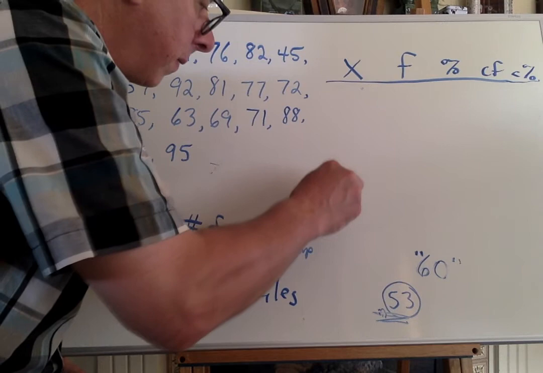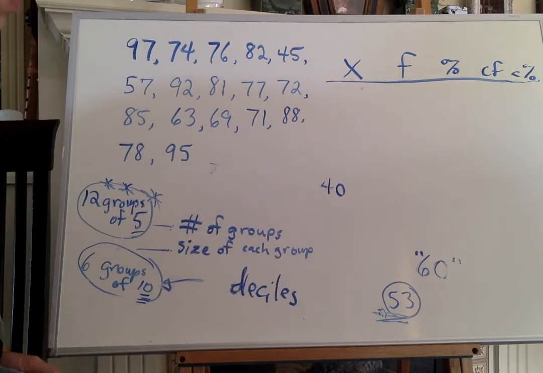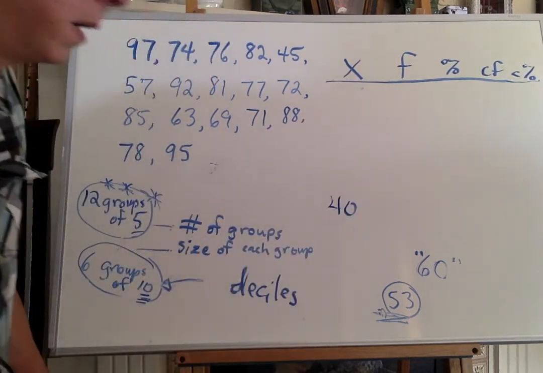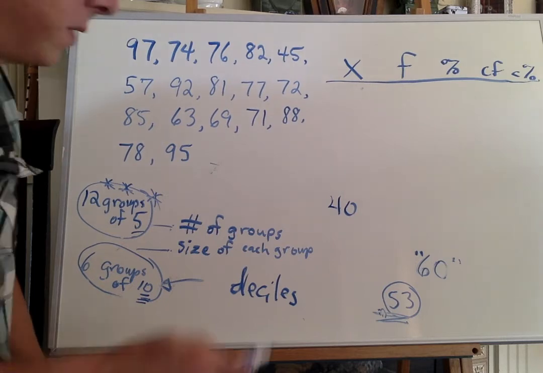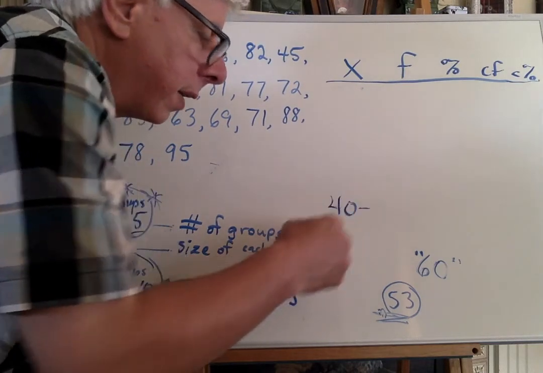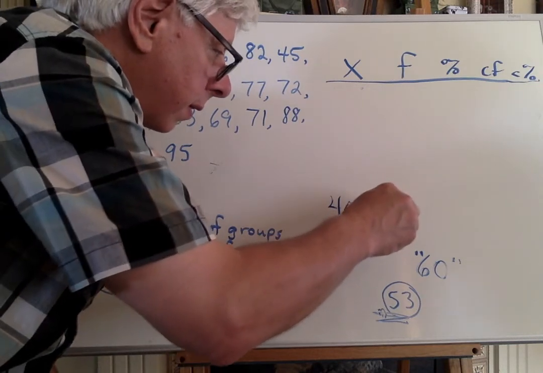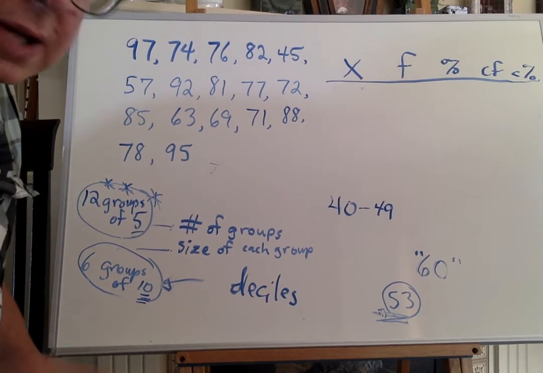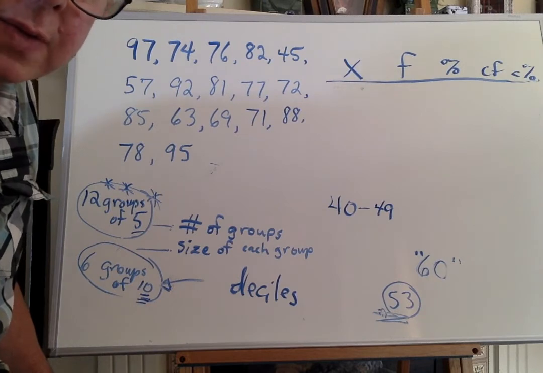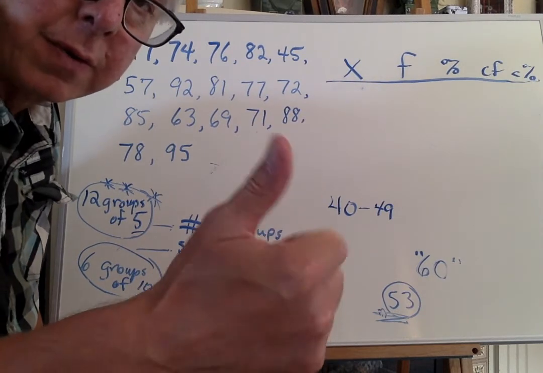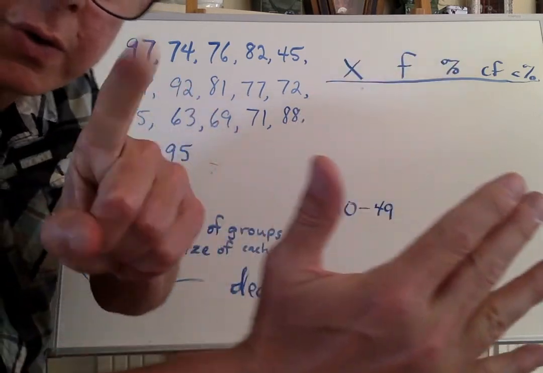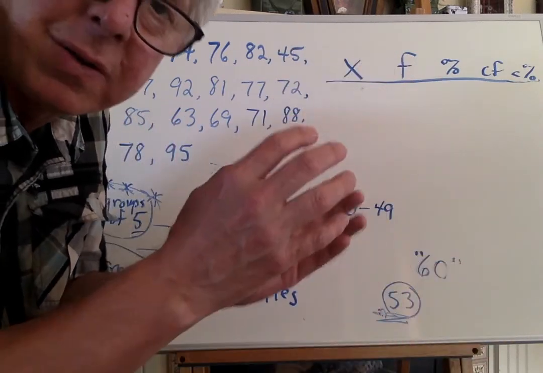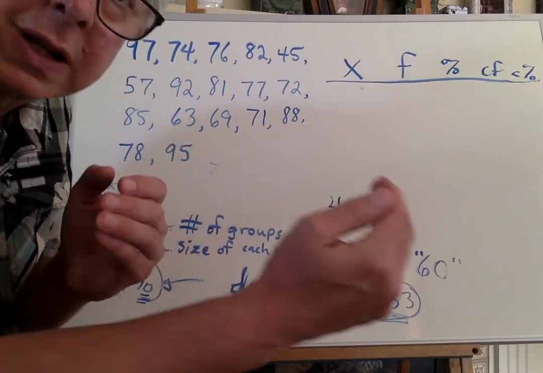I'm going to do this. 40 is going to be my first number. I'm going to do a group size of 10. So I'm going to go 40 to what? 40 to 49. And people are like, isn't that a group size of 9? No, it's not, because this is a little mini range. 40, 41, 42, 43, 44, 45, 46, 47, 48, 49. That's 10. If we went up to 50, it would be a group of 11.